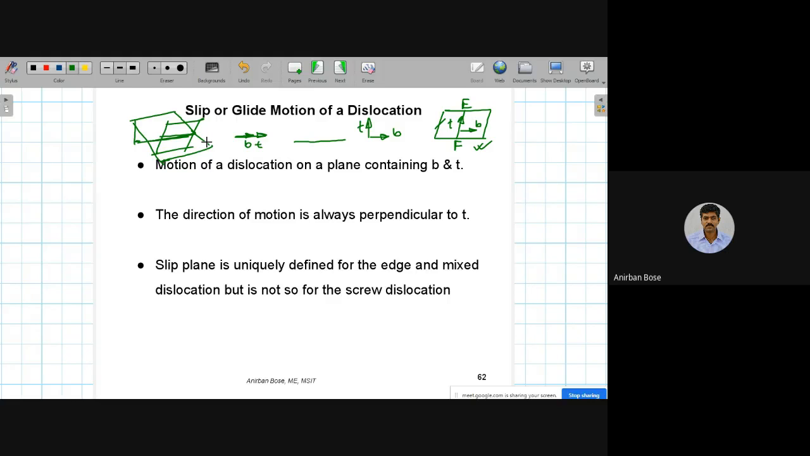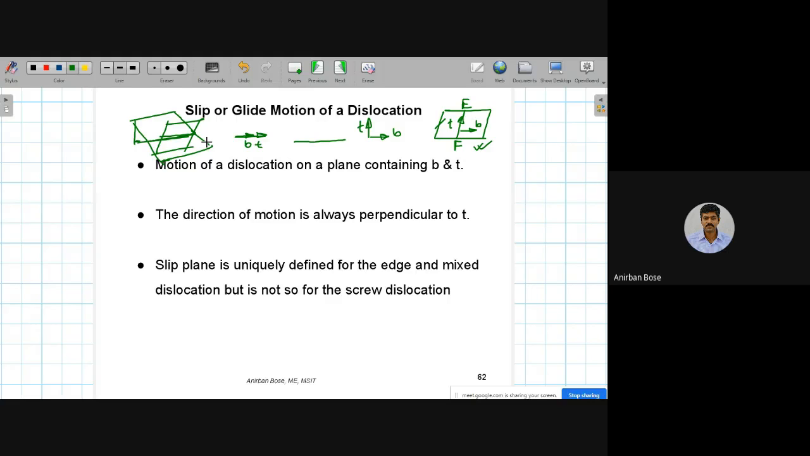So you can draw infinite number of planes through B and T. So in case of screw dislocation, you have to understand the slip plane is not uniquely defined. But in case of edge dislocation, definitely slip plane is uniquely defined.